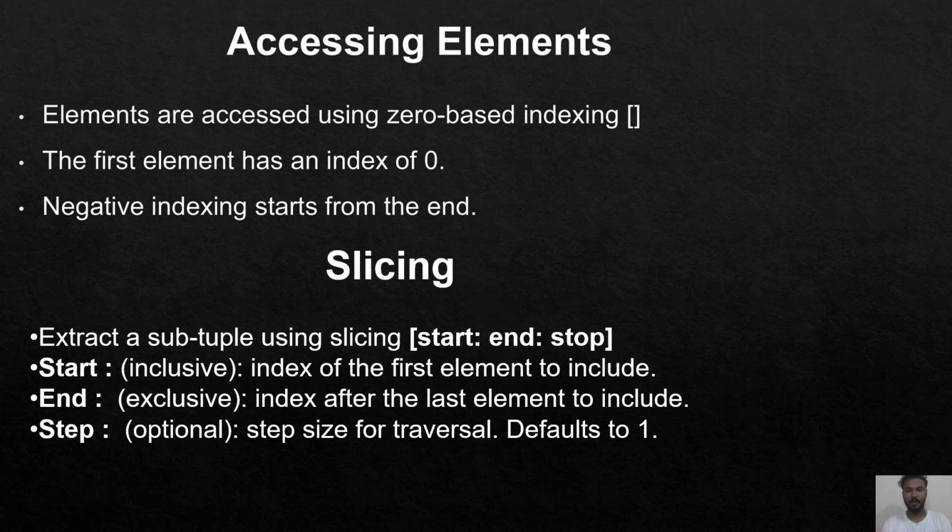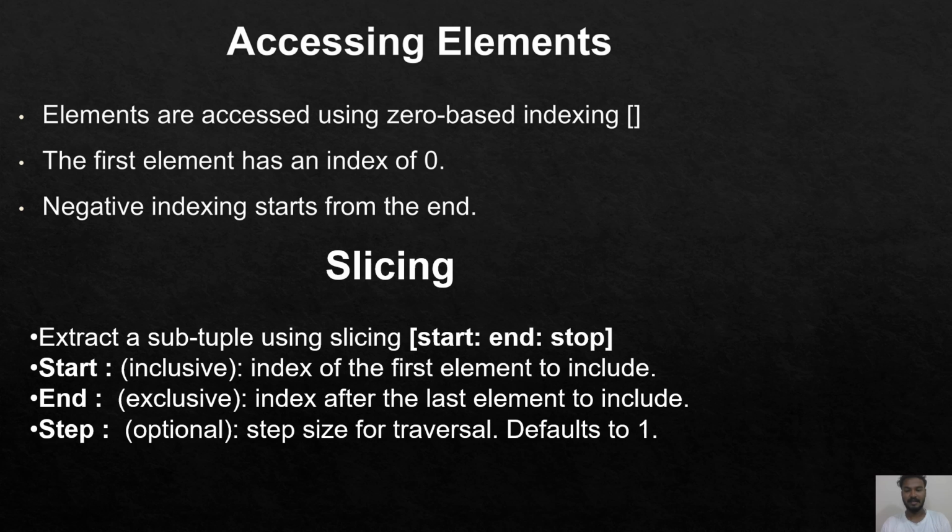Accessing elements. Once we have a tuple, we often need to access its elements. In Python, we can do this using indexing. Indexing starts from 0, so the first element of the tuple has an index of 0. We can also use negative indexing to access elements from the end of the tuple. Let's see an example of how we can access elements from the tuple. Elements are accessible using a 0-based index by using square brackets.